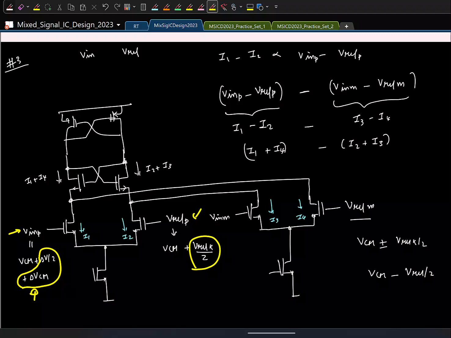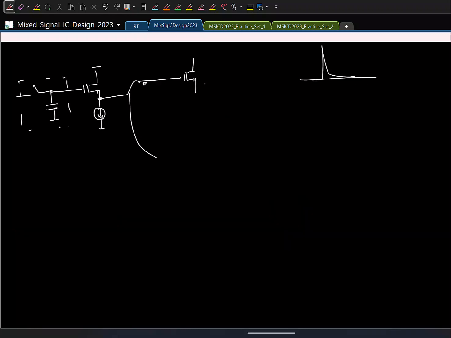Okay. Great. So now we have seen simple flash ADC.